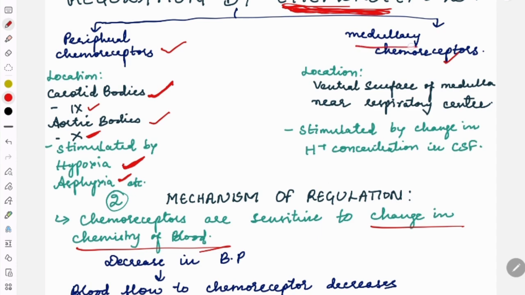So when do the medullary chemoreceptors get activated? Where are they present? They are present in the central ventral surface of the medulla, near the respiratory center. They are stimulated by the change in the H plus concentration. Okay, this is how they get activated, and these are the places where they are present: medullary chemoreceptors and peripheral chemoreceptors.